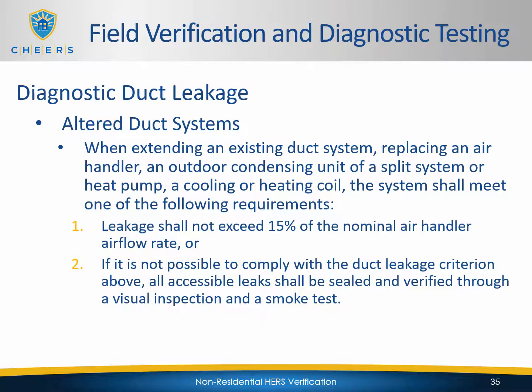Now if that duct system has any part of it, doesn't matter how much, any part of that duct system is inaccessible, so it is not replaced, it's the old duct system left in place, you can't access it, so you can't seal it, then it's going to fall under the existing duct system. So when extending an existing duct system, replacing an air handler, outdoor condensing unit of a split system or heat pump, cooling or heating coil, the system will need to meet one of the following requirements. So those are the things that will trigger this altered duct system test requirement. Extending a duct system, replacing air handler, outdoor condensing unit of a split system or heat pump, cooling or heating coil, all of those will need to leak no more than 15% of the nominal air handler airflow rate.